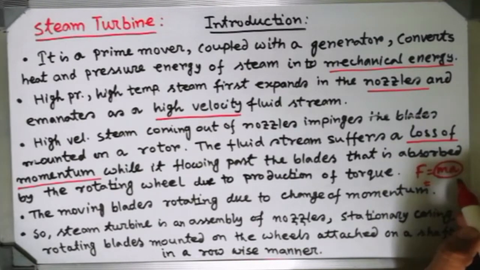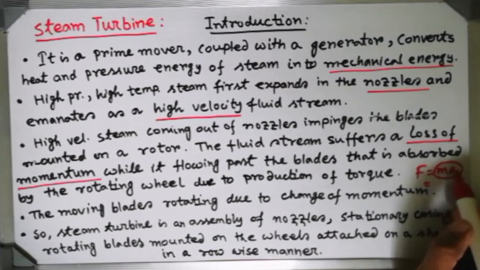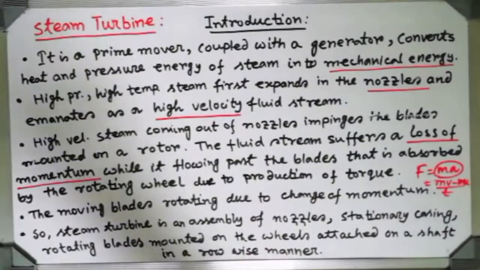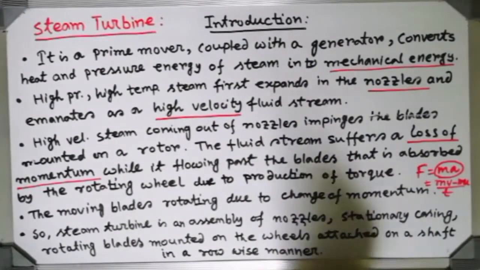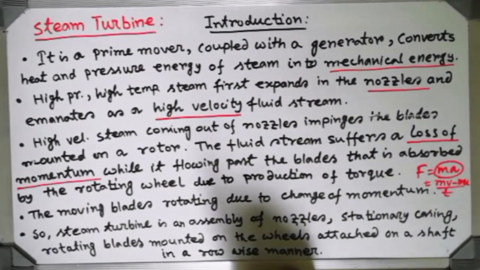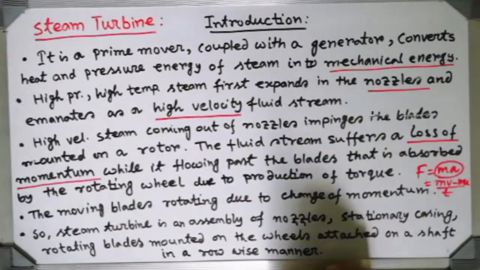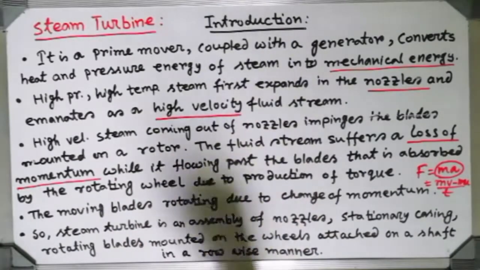to mass into acceleration. That means acceleration is nothing but change in velocity with respect to time, so mass into acceleration is nothing but the rate of change of momentum. That is responsible for creating a force. Obviously some force is there if the momentum is getting dropped, and that loss of momentum while it is flowing past the blades is absorbed by the rotating wheel due to production of torque.